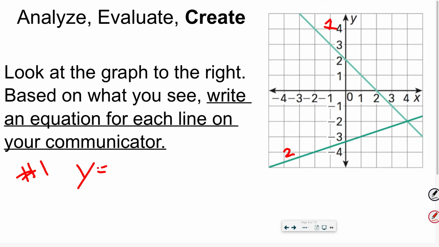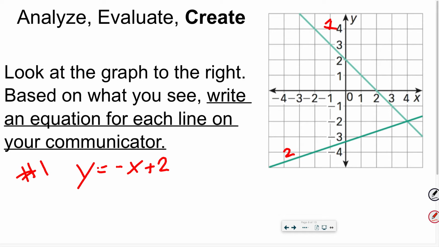Then negative x. Plus 2. Alright, because that is the y-intercept, but listen really carefully to what Marco says. Why is it 2? Because when x is 0, y is 2. Good, because when x is 0, y is 2.